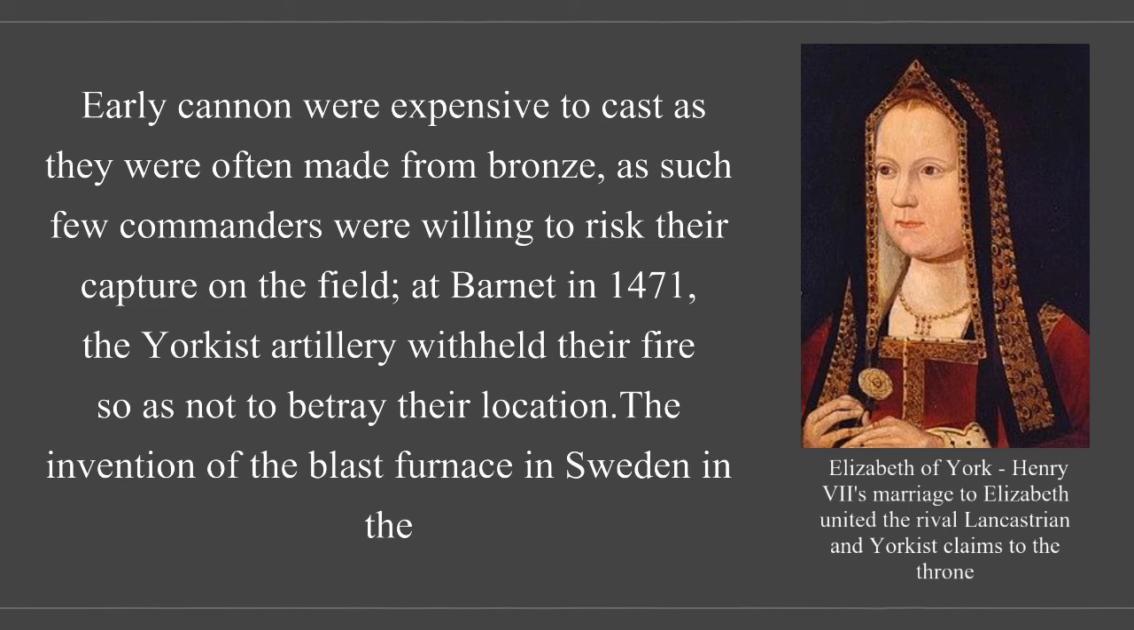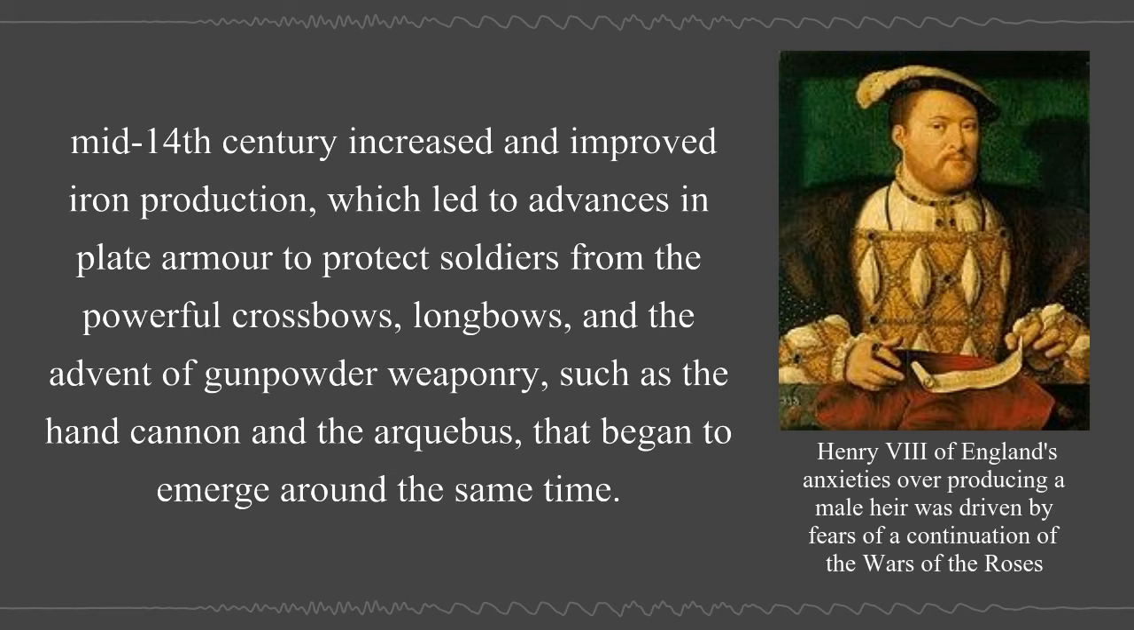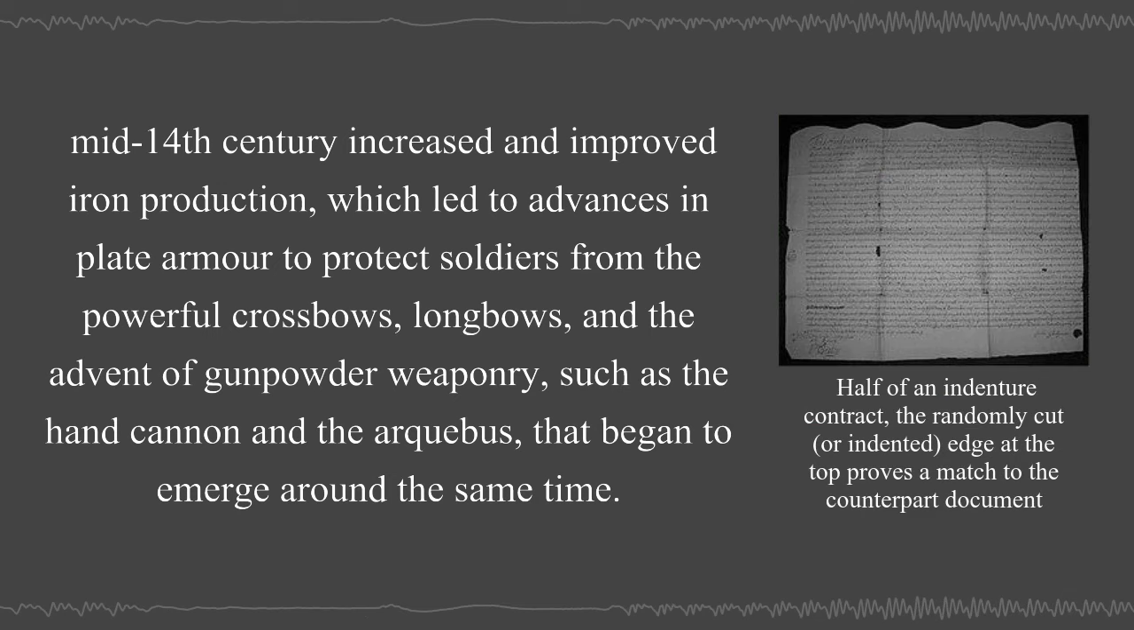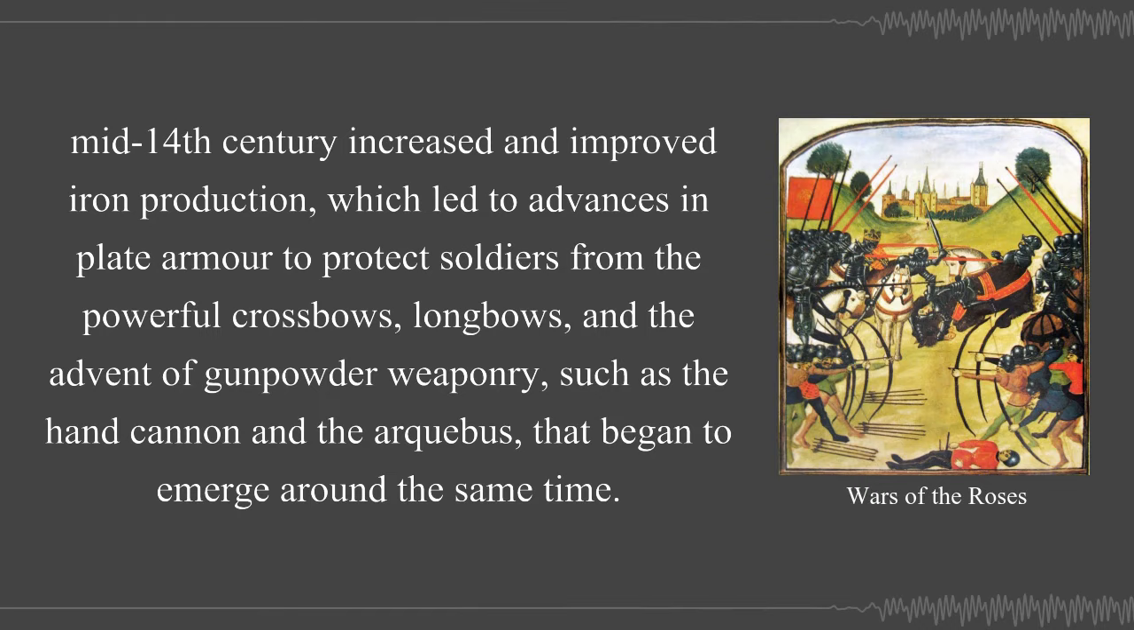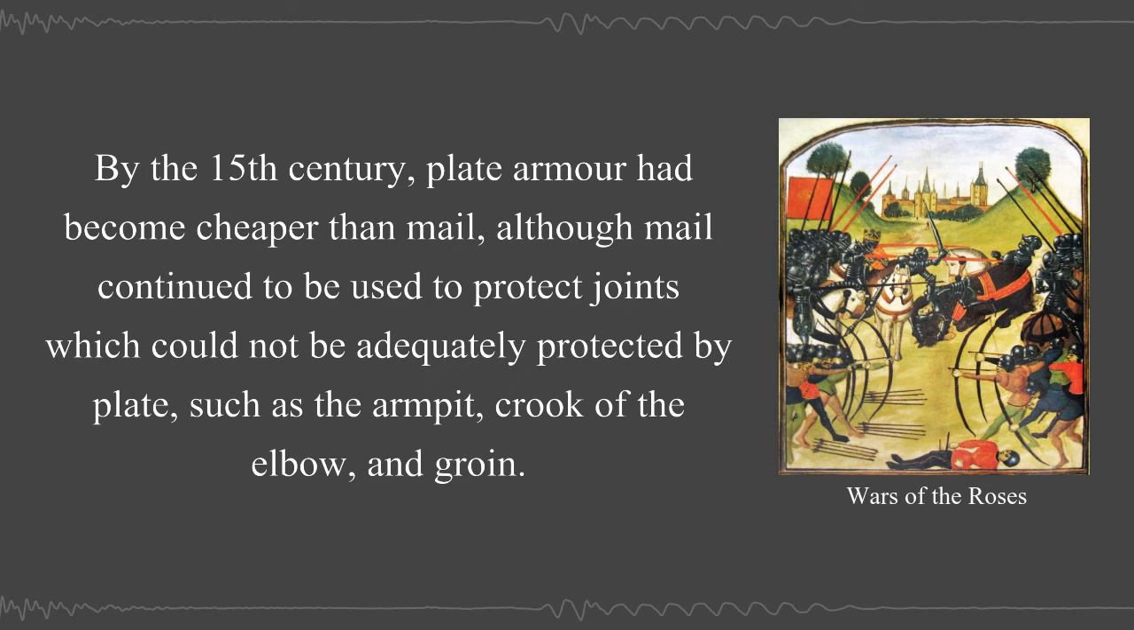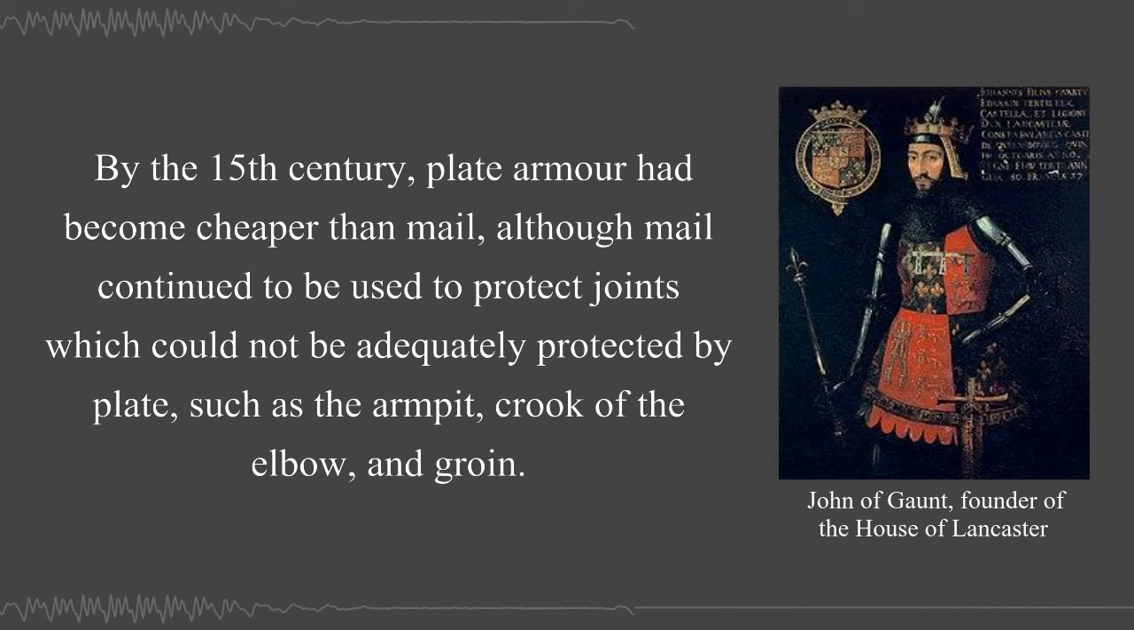The invention of the blast furnace in Sweden in the mid-14th century increased and improved iron production, which led to advances in plate armor to protect soldiers from the powerful crossbows and longbows, and the advent of gunpowder weaponry, such as the hand cannon and the arquebus, that began to emerge around the same time. By the 15th century, plate armor had become cheaper than mail, although mail continued to be used to protect joints which could not be adequately protected by plate, such as the armpit, crook of the elbow, and groin.